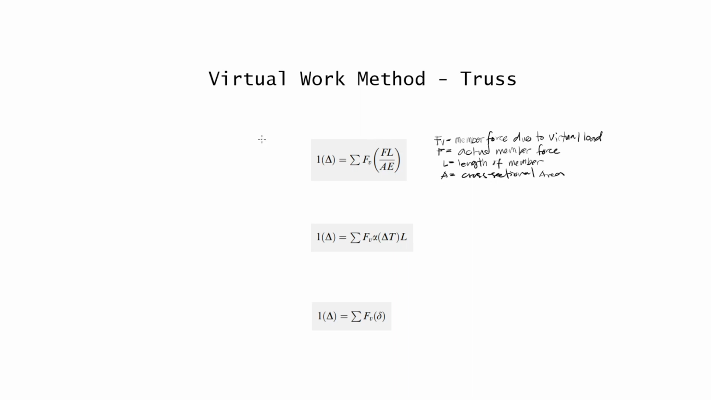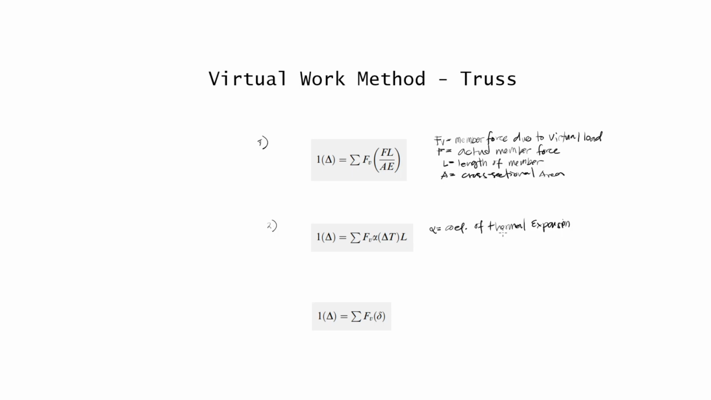Okay, ito yung unang formula natin. Yung pangalawang formula, yung pagkakaiba lang dito is yung nawala yung FL over AE. Napalitan po siya ng alpha times delta T times L. Okay, yung FV is same. Yan yung member force due to virtual loadings. So, yung alpha natin dito is the coefficient of thermal expansion. Okay, ito yung isang property ng material natin.